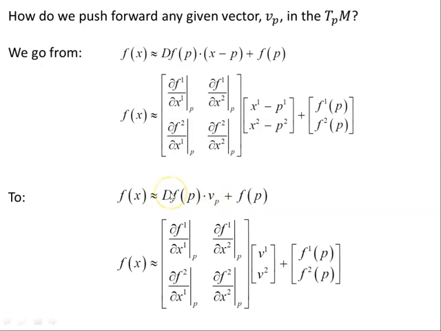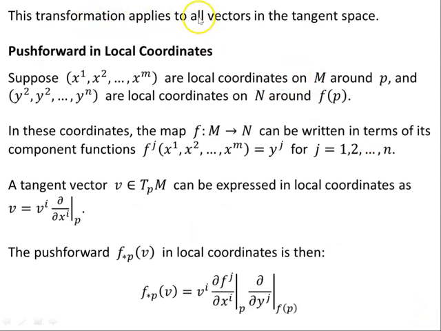So remember this approximation to f of x is only as good as we are close to the point P. It's not globally true. So f of x is partial f1 partial x1, and so on, and this time v1, v2 instead of x1 minus p1, x2 minus p2, plus f1 of p, f2 of p. All right, let's keep going. Now this transformation applies to all vectors in the tangent space. Take any vector you want, push it forward from one manifold to another. So, push forward in local coordinates.